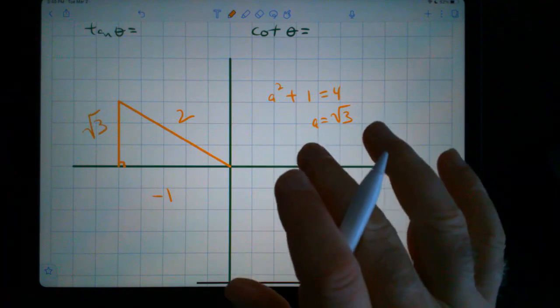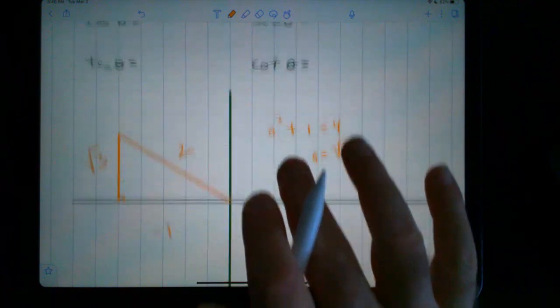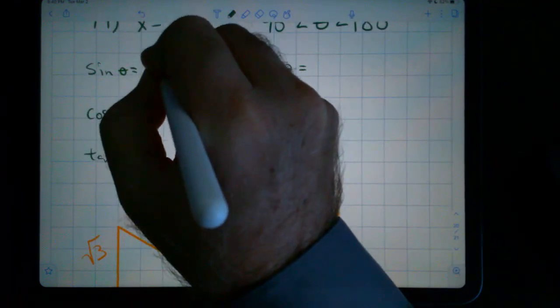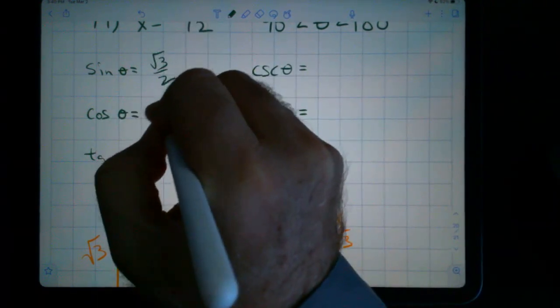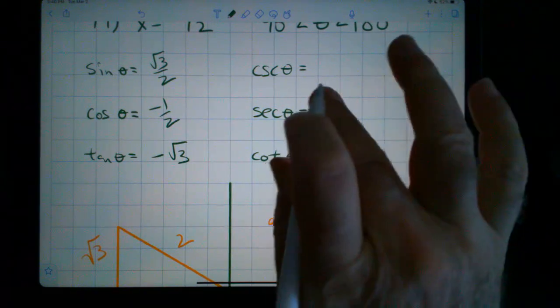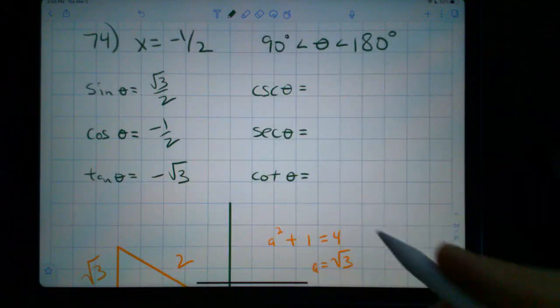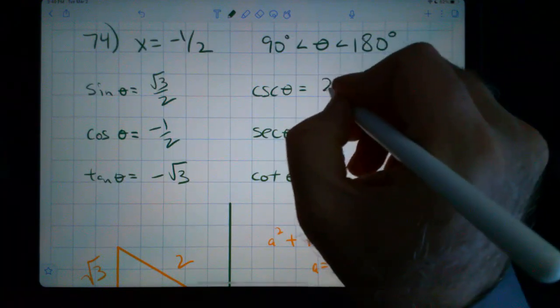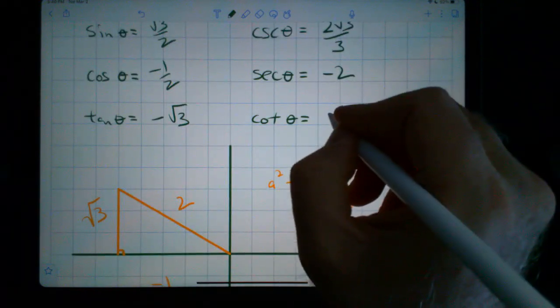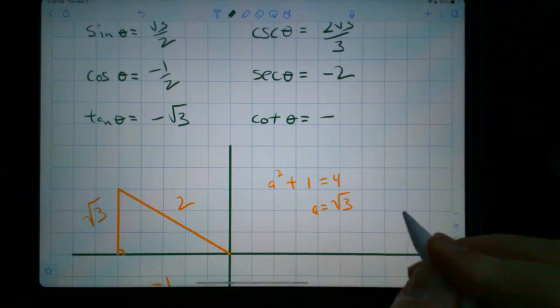Okay. So that sine, cosine, tangent is sine over cosine. Cosecant is the inverse of sine. So this is going to be secant, the inverse of cosine, and cotangent is the inverse of tangent.